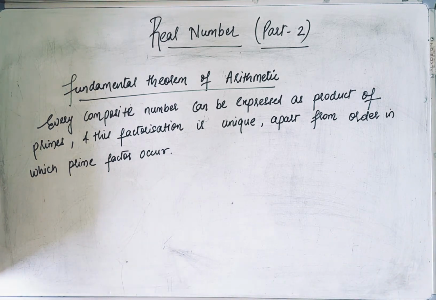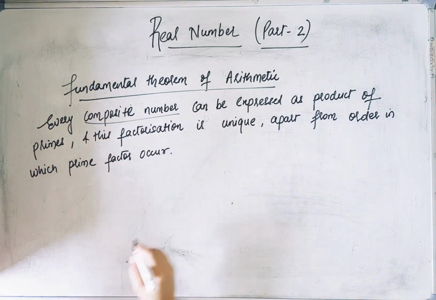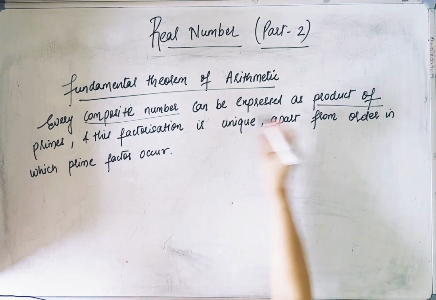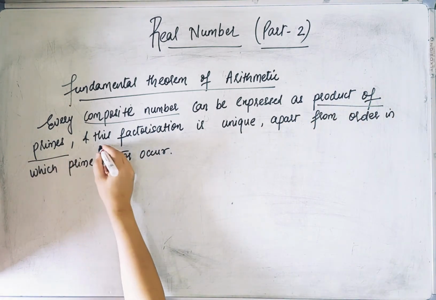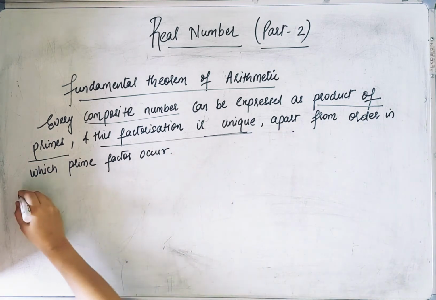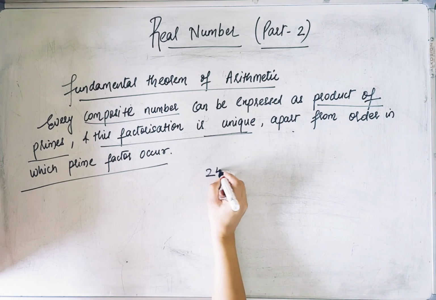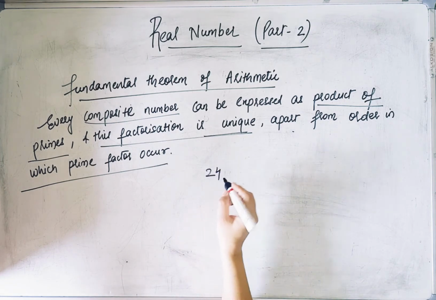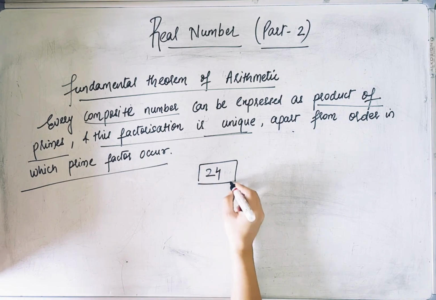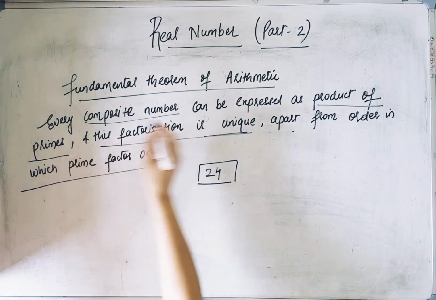Now see, what is the fundamental theorem of arithmetic? It says every composite number can be expressed as the product of primes, and this factorization is unique apart from the order in which prime factors occur. Like let's suppose I am provided with 24. So 24 is a composite number and this can be expressed as the product of primes.